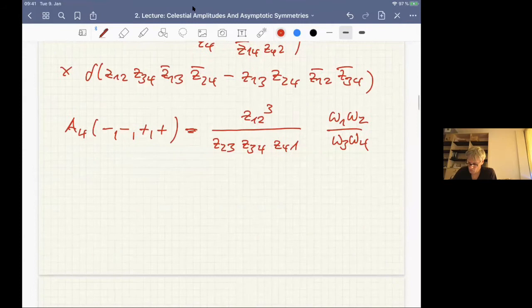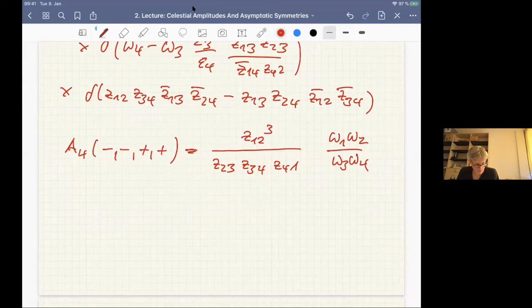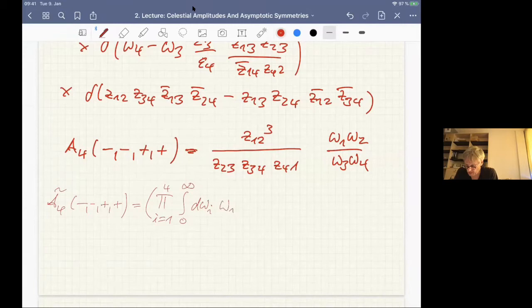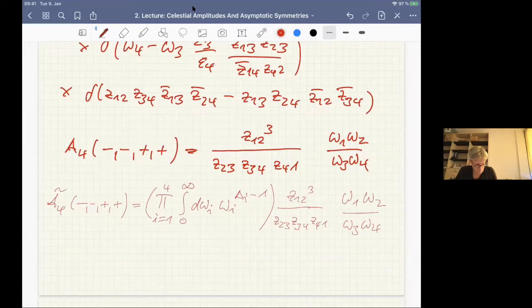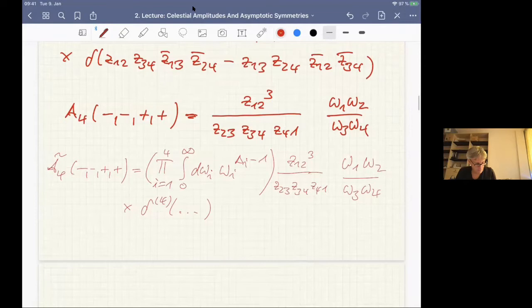And now we compute the celestial amplitude, which, according to what I have shown you before, is a fourfold Mellin integral, with the stuff from here, times this product of four delta functions we have just written down. And then, okay, we work out what this integral is.